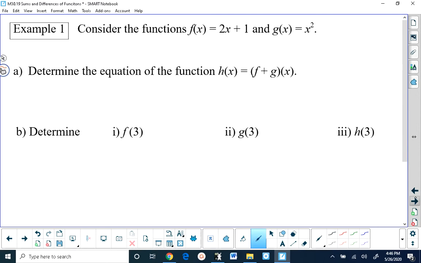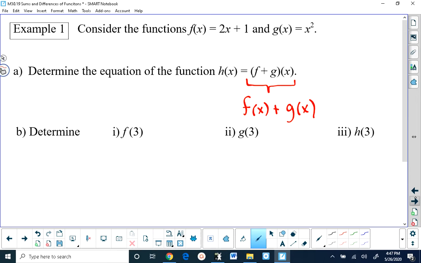So example 1 gives you two functions. f of x is 2x plus 1, g of x is x squared. And you're asked to determine the equation of h of x if h of x is f plus g of x. Well, all this means is f of x plus g of x. It's not complicated, and it's not meant to be complicated.